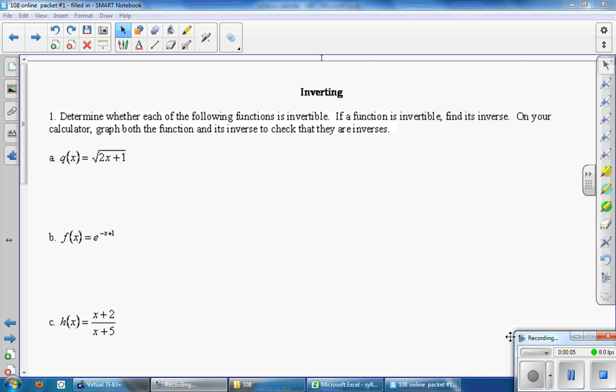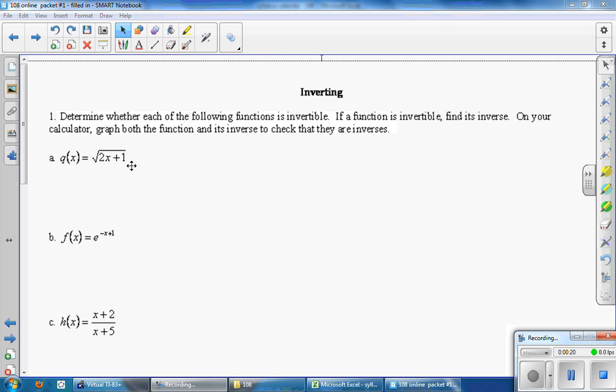Inverting. Number 1, determine whether each of the following functions is invertible. If a function is invertible, find its inverse. On your calculator, graph both the function and its inverse to check that they are inverses. Part A, q of x equals the square root of 2x plus 1.